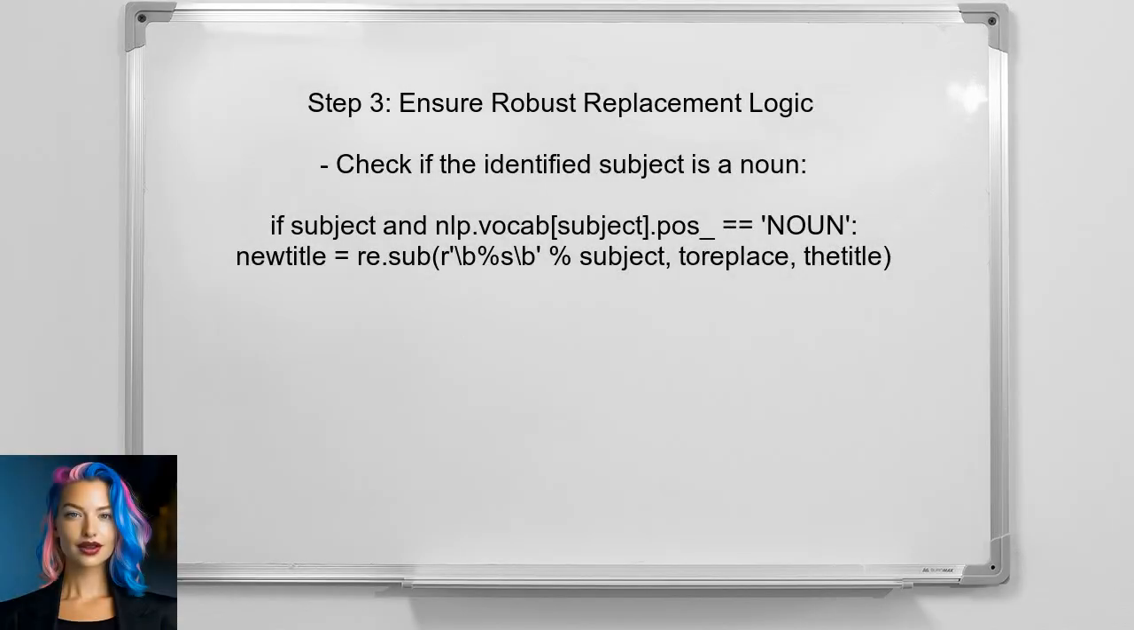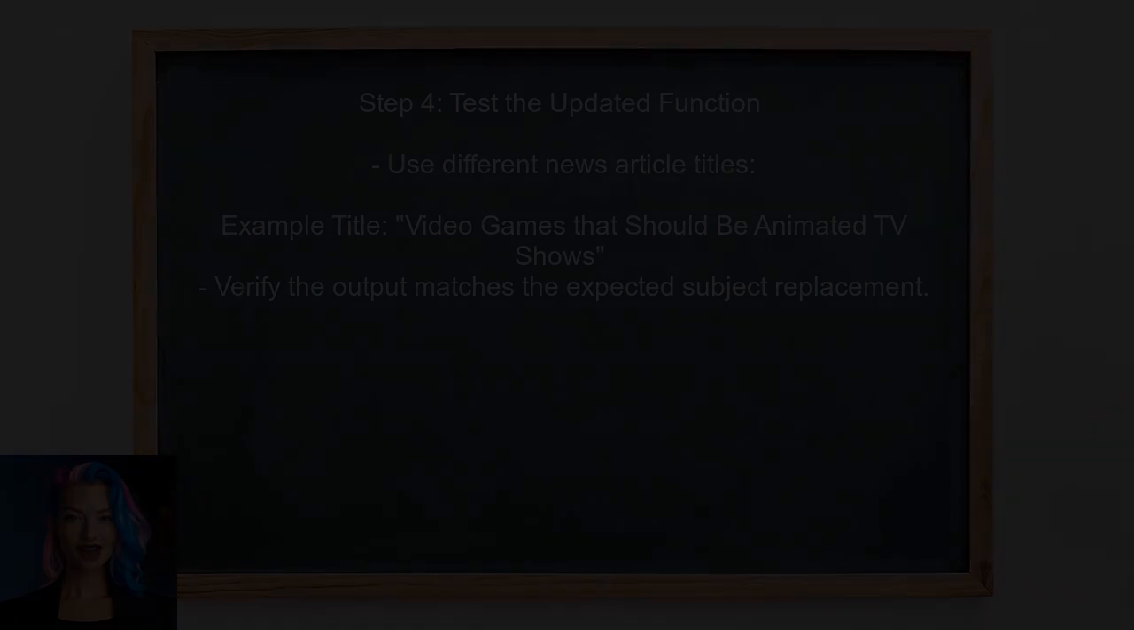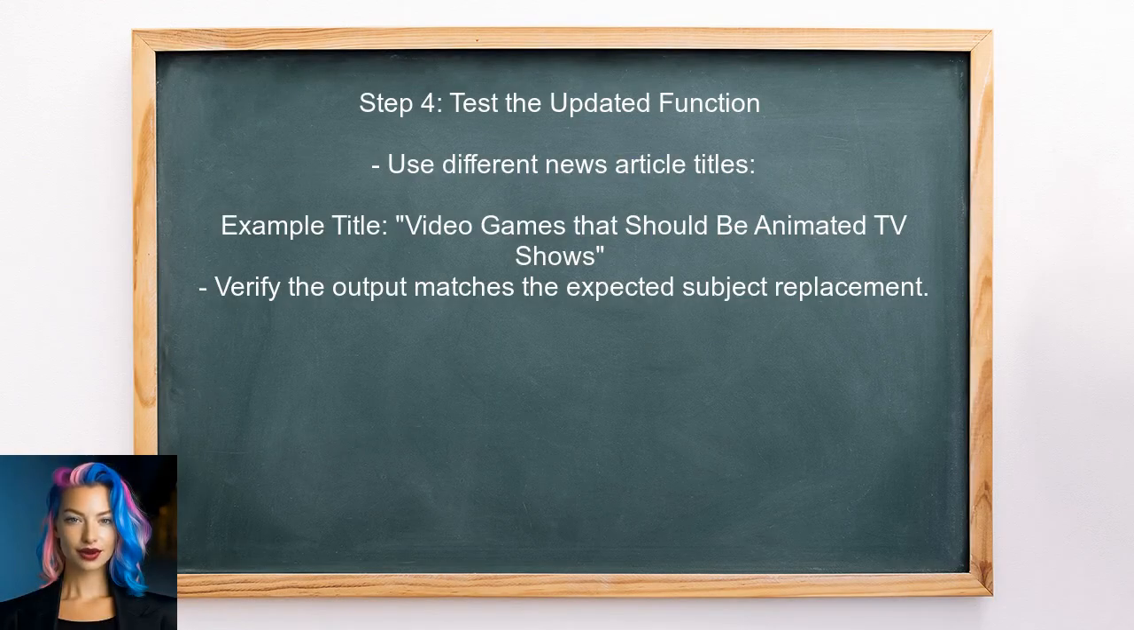After identifying the subject, the user should ensure that the replacement logic is robust. We can add a check to confirm that the subject is indeed a noun before proceeding with the replacement. Finally, the user should test the updated function with various titles to ensure it behaves as expected. This will help confirm that the improvements are effective.